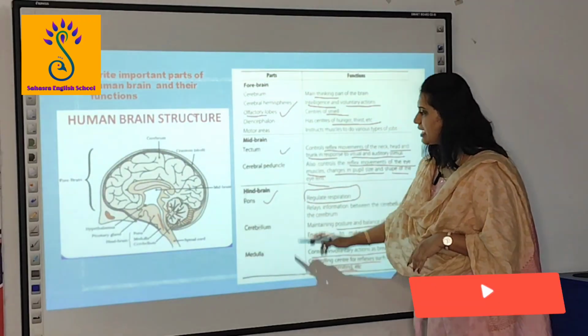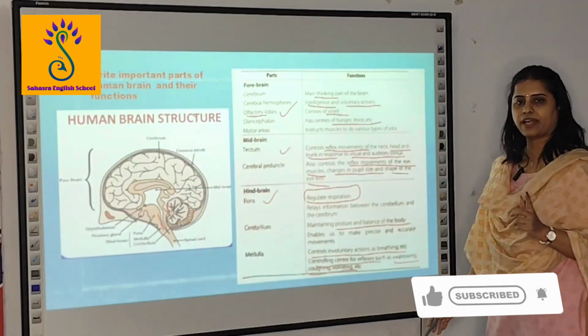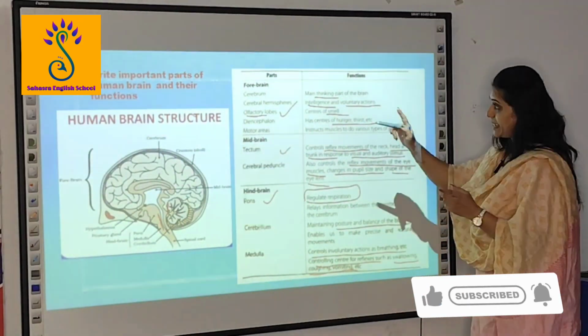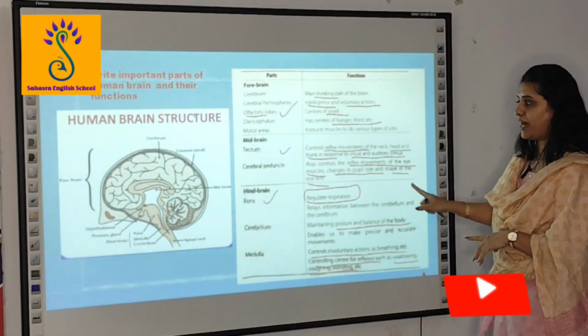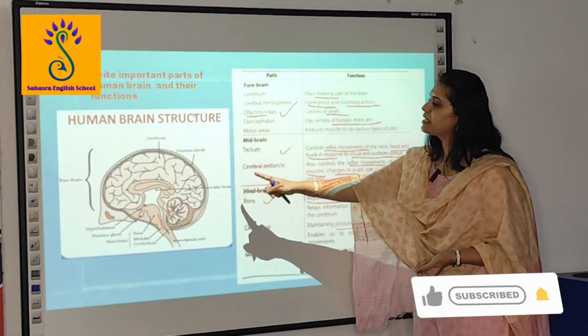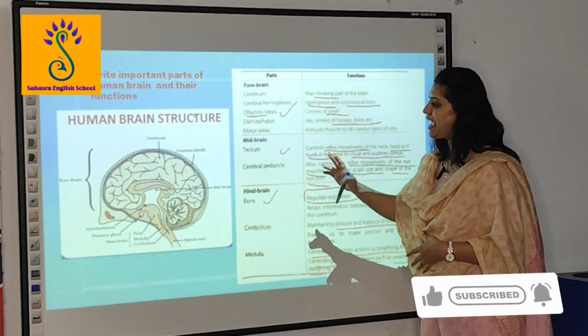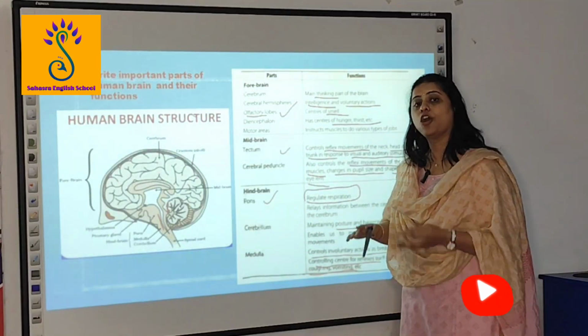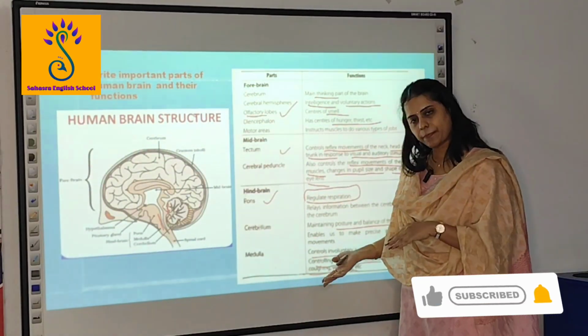So parts I have given and functions also I have explained. This can be asked directly as 8-mark question, or picture-based. A picture can be given and the part and function asked, or the function is given and the part can be asked.